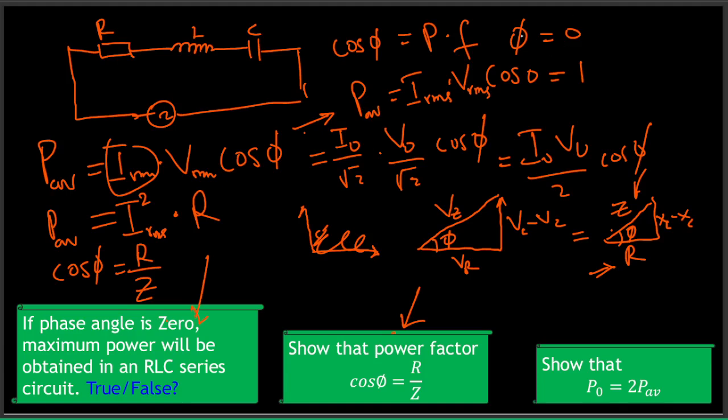But if the phase angle is 90, whether angle of lead or lag, that means cos 90 will give us 0. And that means everything here will become 0. So average power will become 0. Did you get that?